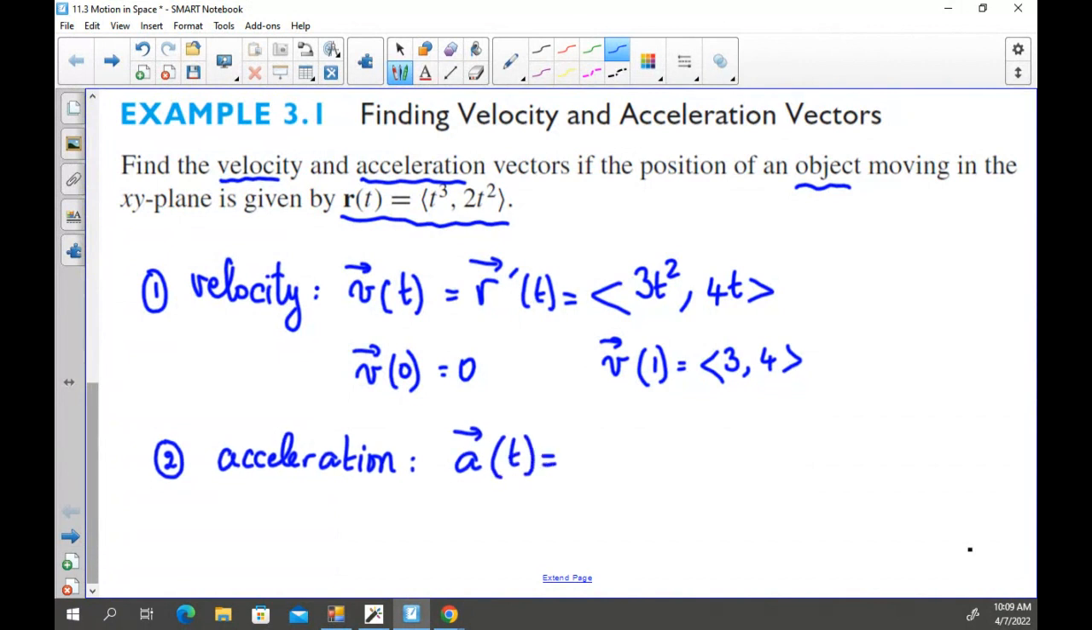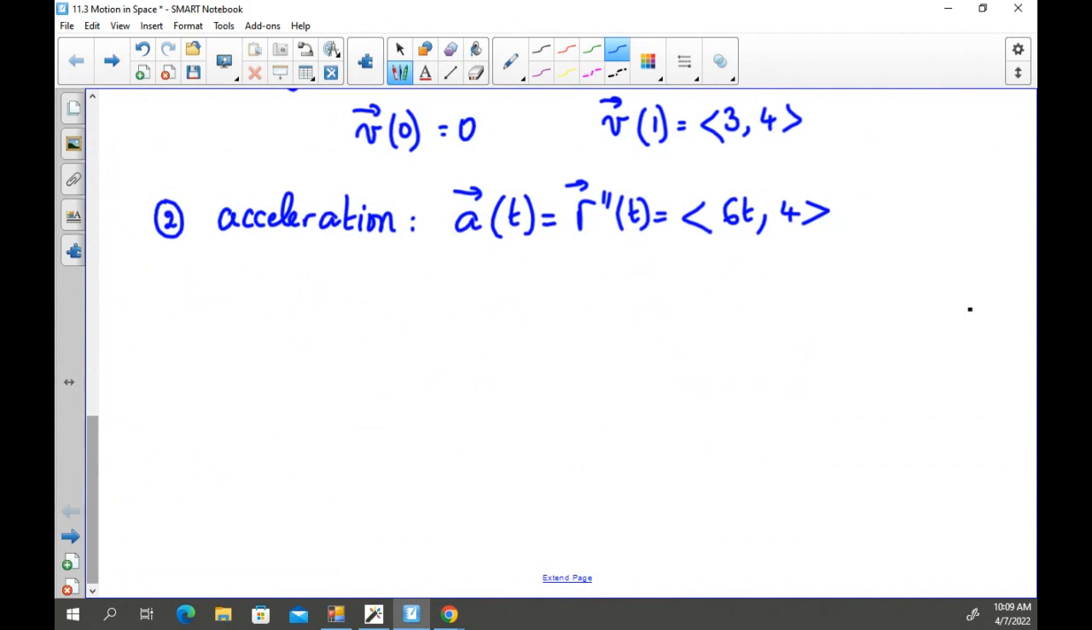Is, of course, the second derivative, r double dash. So it's the derivative of the velocity also. It's going to give us 6t and 4, like this. And then again, you can find the acceleration at any time you want.